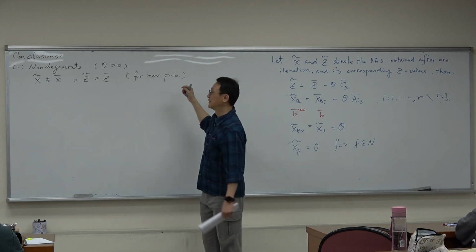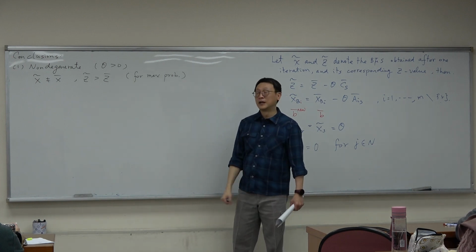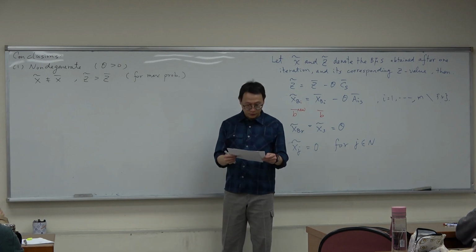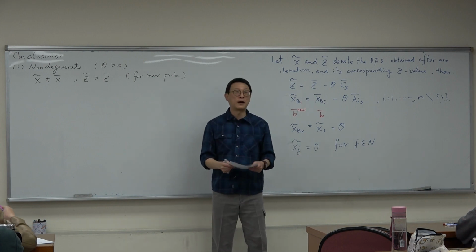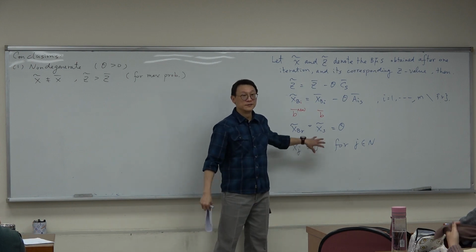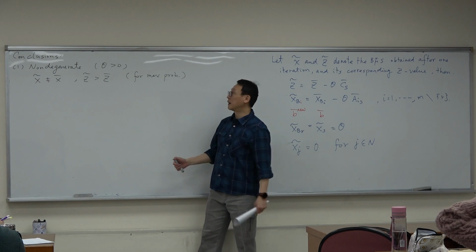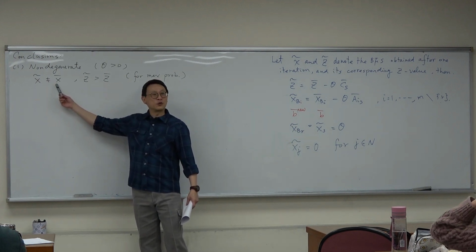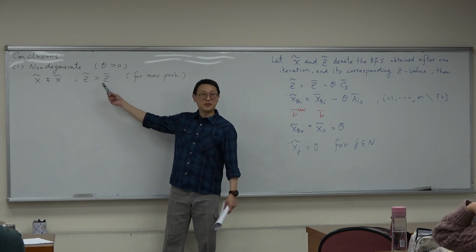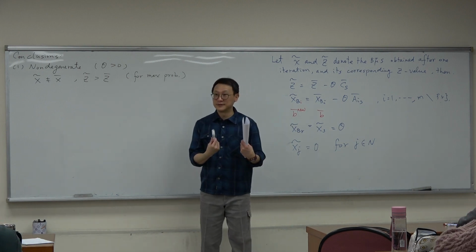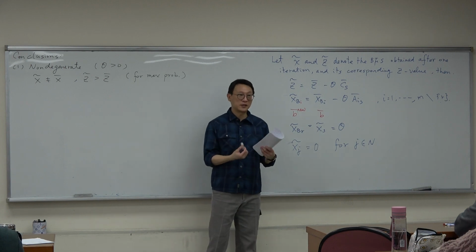We will continue next week, because we are talking about termination. Next week we'll talk about the case where it is impossible to improve, where x tilde equals x bar and z tilde equals z bar, and what we can do. That will be next week.